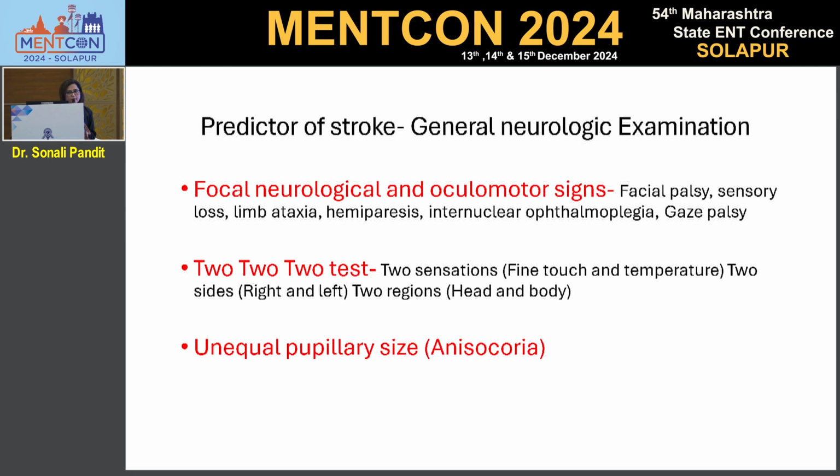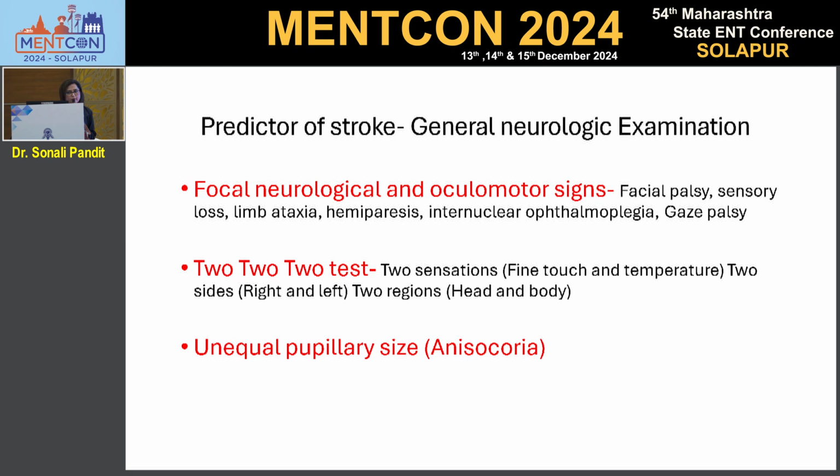Then coming to the 222 test, I think this was invented by Dr. Srinivas, if I'm not wrong. You call it the 222 test. We basically check 2 sensations, fine touch and temperature, on 2 sides, right and left side of the body, and 2 regions, head and body. You can actually map the brainstem just by doing this simple test. You can use a wisp of cotton and a cold tuning fork. Then unequal pupillary size, also called anisocoria.